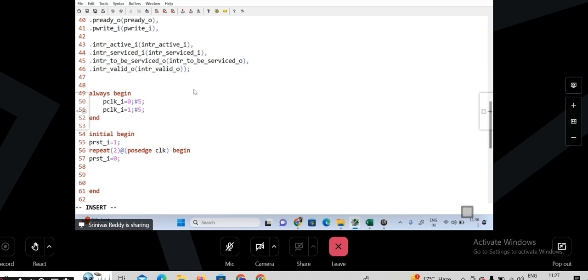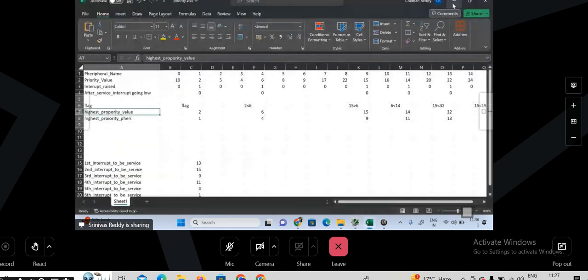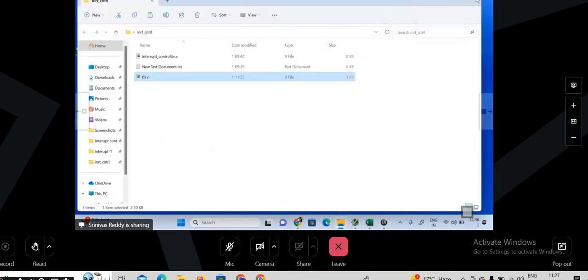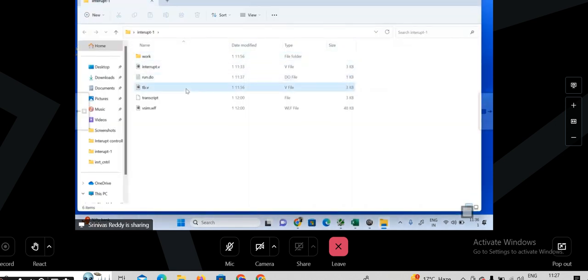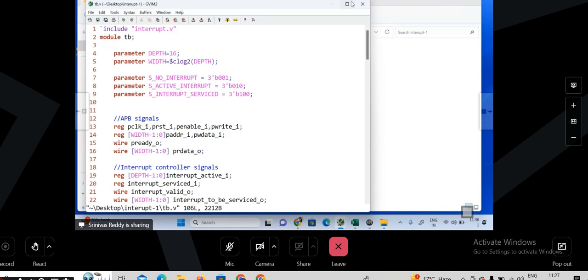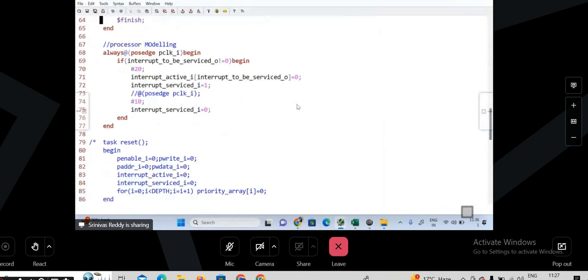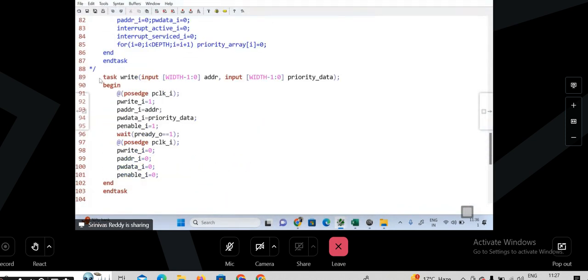How to handle the interrupts. Now I should pass the interrupt. Interrupt active is equal to what? Interrupt active is equal to $random. Randomly I'm giving the interrupts. So after this, I'm going to give some delay. Let us give some delay. Then I'm going to finish this.